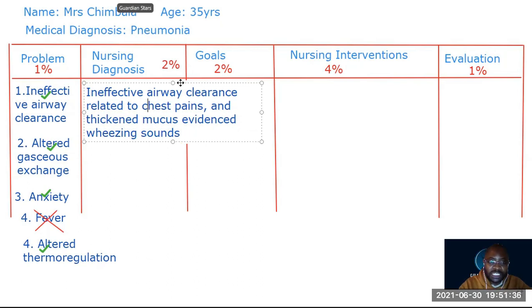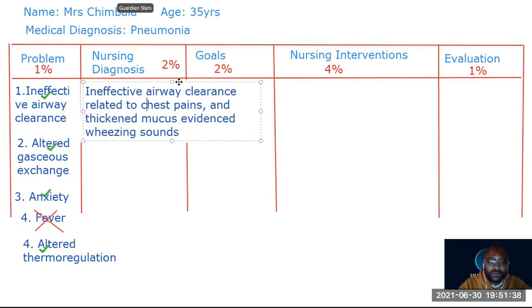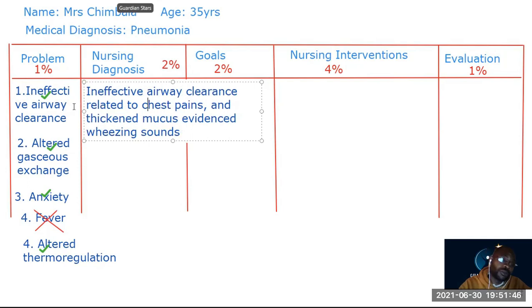When you are writing a nursing diagnosis, you can actually have a lot of causes for the actual diagnosis. You can have a lot of causes for both actual and potential. Here, I've just written two causes: chest pains and thickened mucus. These are the things I feel will be causing this ineffective airway clearance in the patient with pneumonia, in Mrs. Chimbala.